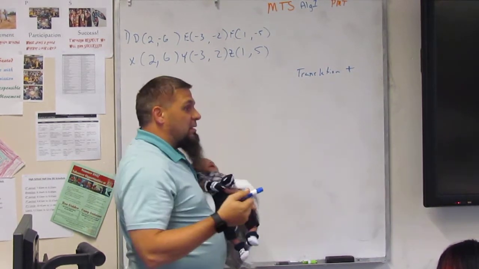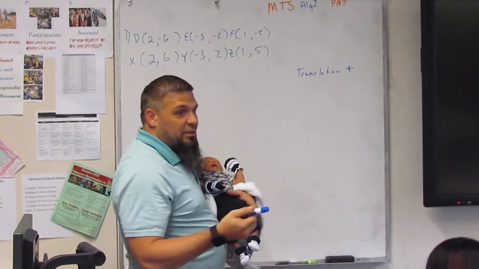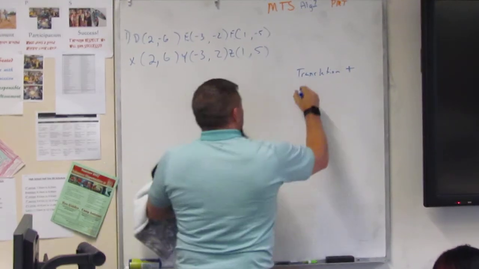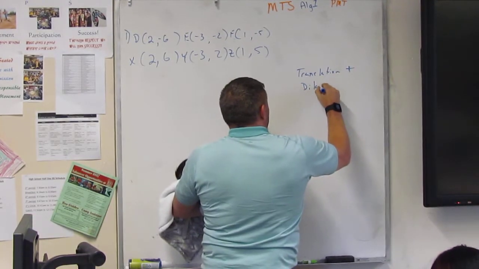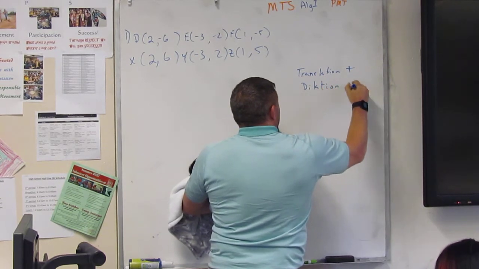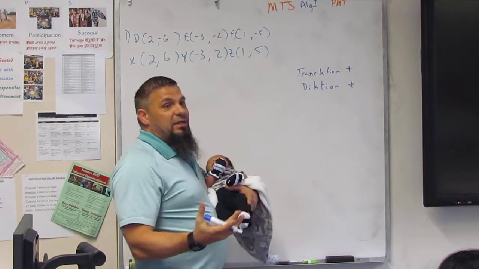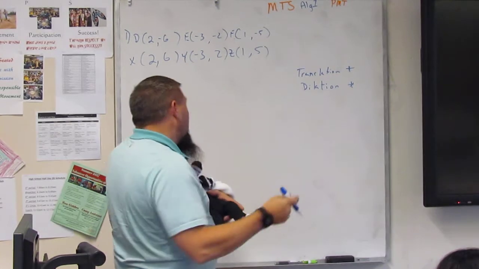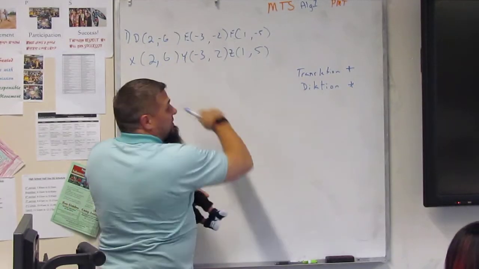And then there's translation, and then there's dilation, right? And dilation means it's going to be multiplied or divided, right? Multiplied by a fraction. So I'll multiply some number to get to that number.